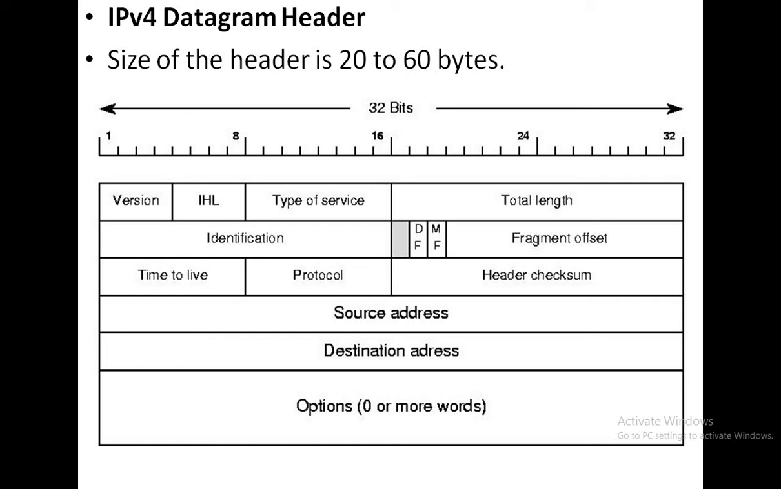Next is time to live. Each datagram has a lifetime. That means how much time it works. So this field holds a time which is decremented by each visited router.